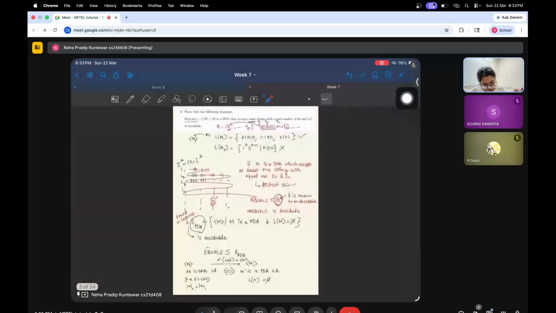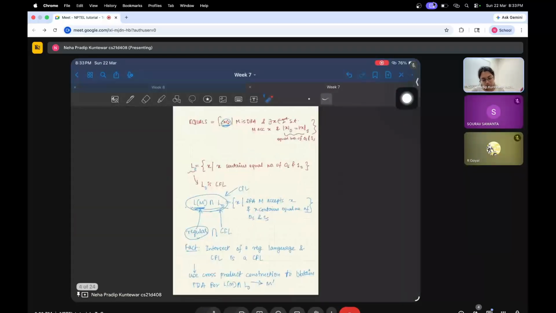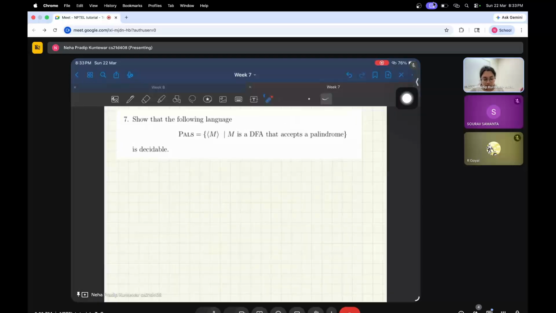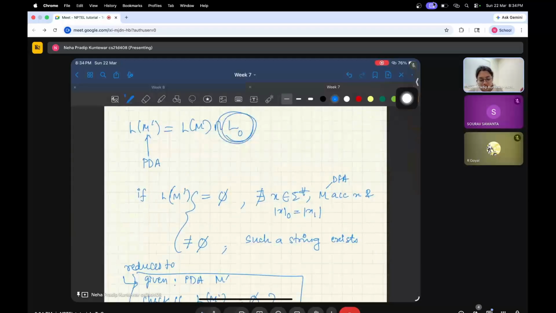Okay, so now this is complete. Yeah, this should be similar. This is again similar. What you'll do is, L of M is the language of this machine M. You need to find L0 now. So this is the only thing that's going to change.